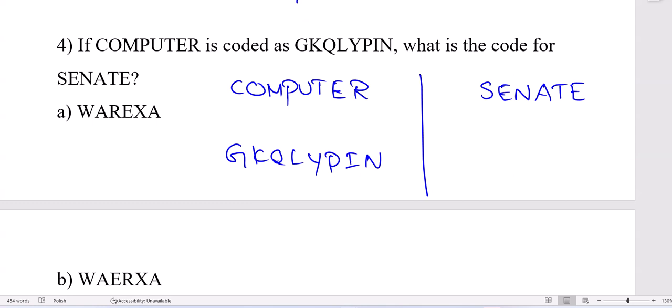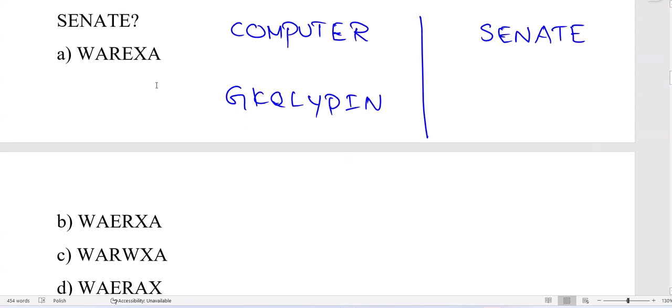So what is the answer? I think there are still options. But what's your answer? W is the first letter they have given here. We'll check the remaining options. The remaining options are here. All four options are shown.